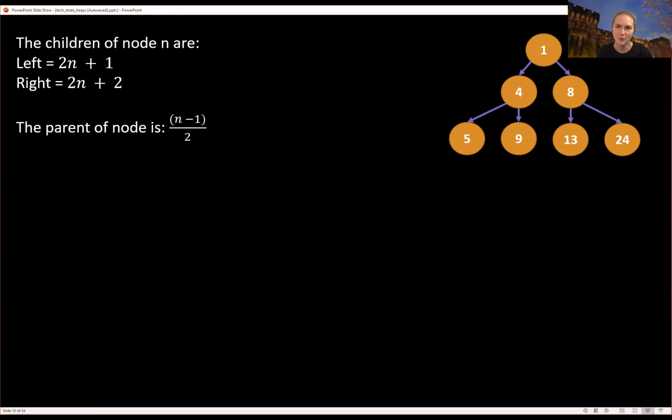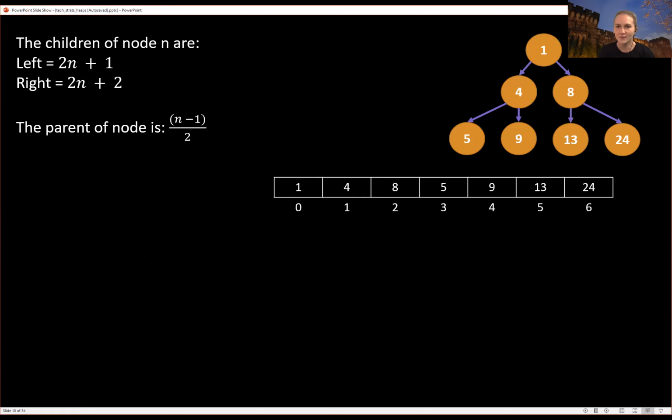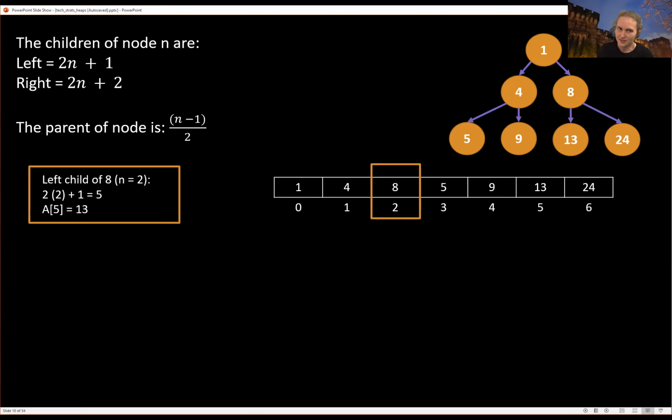Okay, so we've got our formula and we've got our heap. So let's do some calculations. I would like to find the left child of 8. So I take 8, which is at index 2. 2 times 2 plus 1 is 5. And at index 5, we have 13, which is the left child of 8.